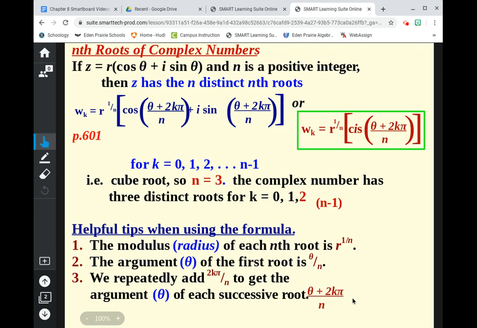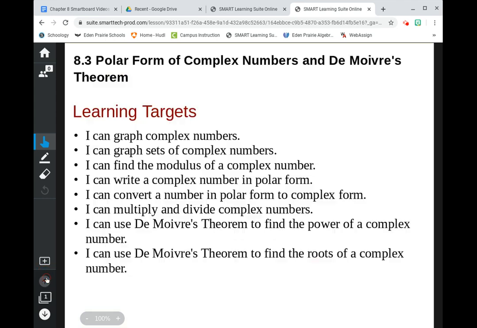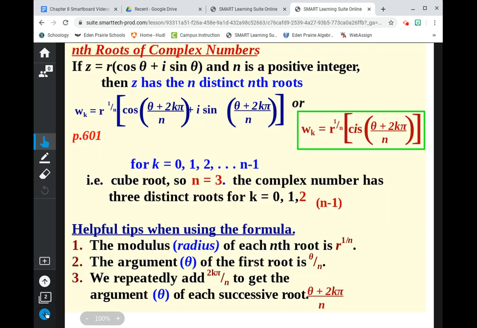Okay, the second video in 8.3, we are going to be looking at De Moivre's theorem again to find the roots of complex numbers. It's the final video. Nth roots of complex numbers.